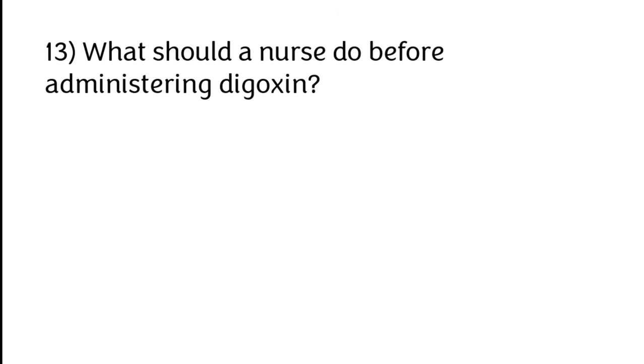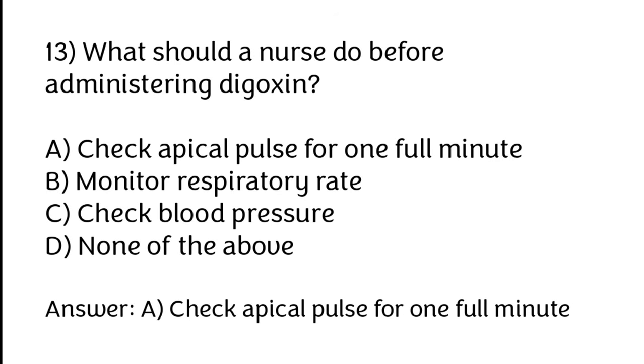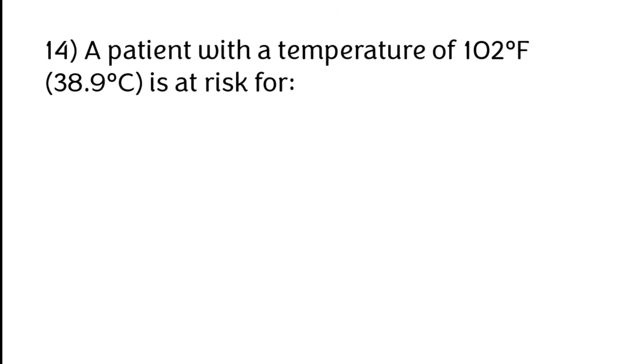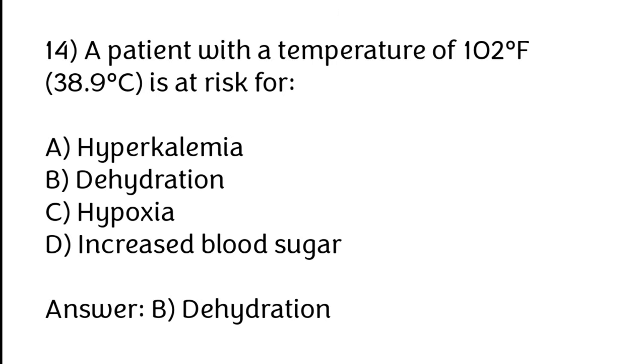What should a nurse do before administering digoxin? Check apical pulse for 1 full minute, monitor respiratory rate, check blood pressure, none of the above. Correct answer is option A, check apical pulse for 1 full minute. A patient with a temperature of 102 Fahrenheit is at risk for hyperkalemia, dehydration, hypoxia, increased blood sugar. Correct answer is option B, dehydration.